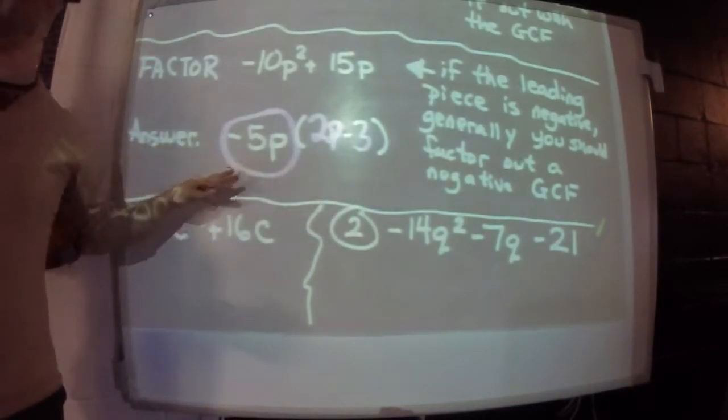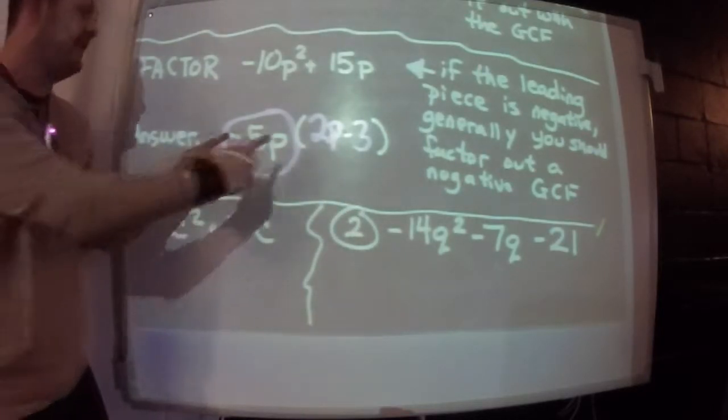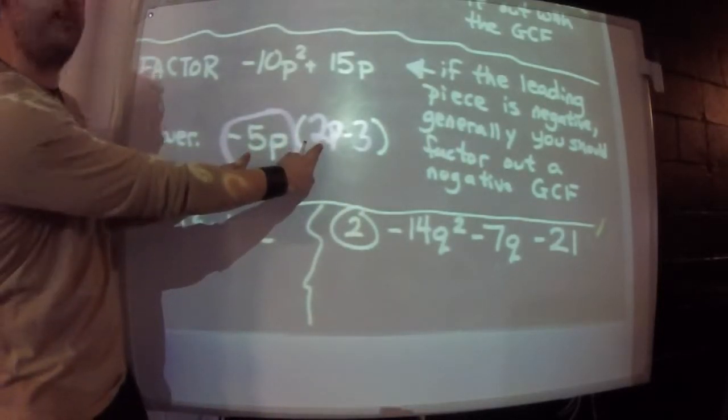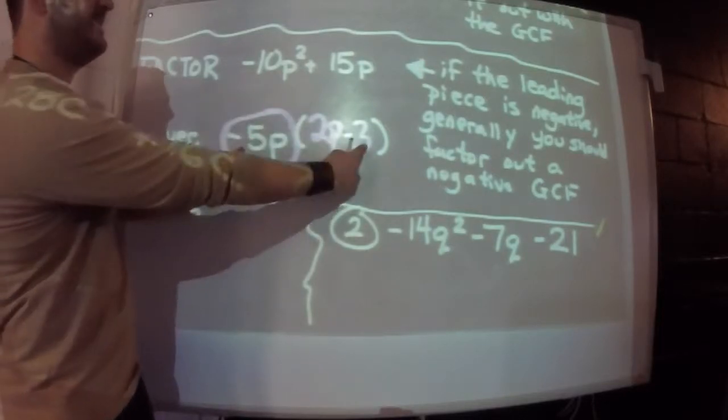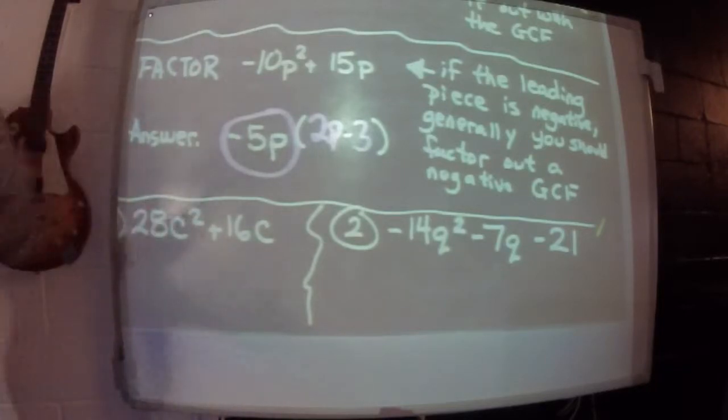And what do we need to do to check to make sure we did it right? Distribute. It's real quick. Does this make -10p squared? Does this make positive 15p? Then we did it right.